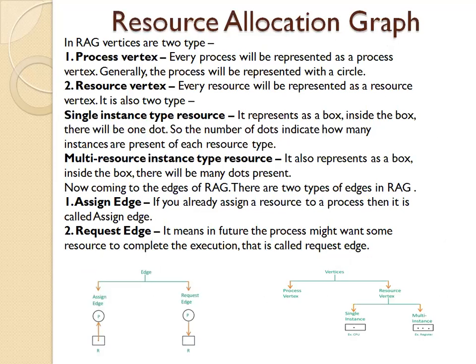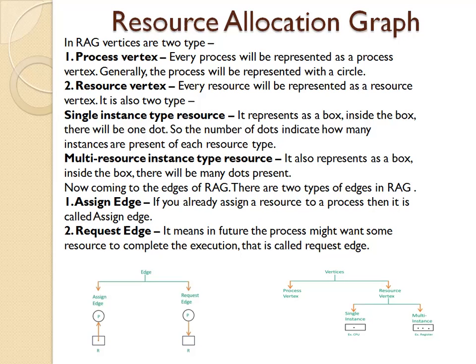In the resource allocation graph, we have vertices as well as edges. Vertices consist of two kinds: process vertex and resource vertex. Every process will be represented as a process vertex, generally with a circle. Second, we have the resource vertex, for example the CPU or a printer. A request may come, maybe through the keyboard, from a process. Therefore, every resource will be represented as a resource vertex.